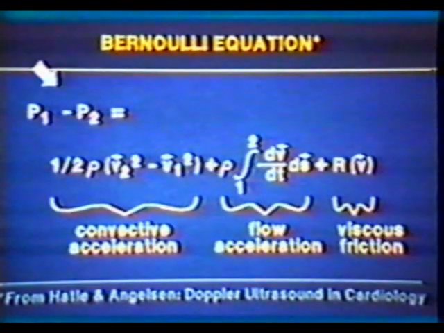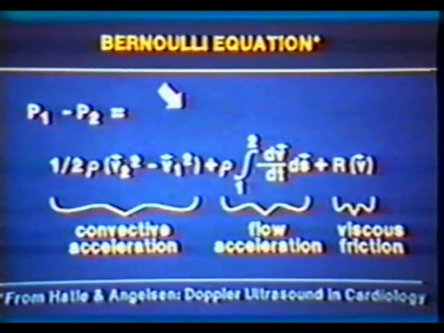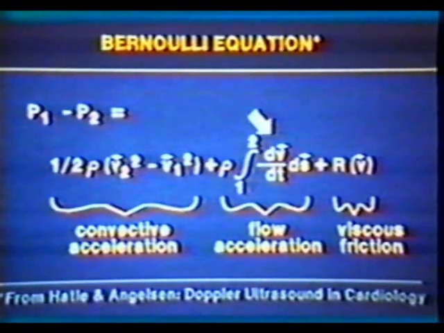The pressure gradient is mathematically related to the blood velocity via the Bernoulli equation, which is quite complex. Fortunately for clinical cardiovascular applications, this equation can be greatly simplified. The portions of the equation relating to viscous friction and flow acceleration are negligible and can be ignored. The portion of the equation related to convective acceleration remains.